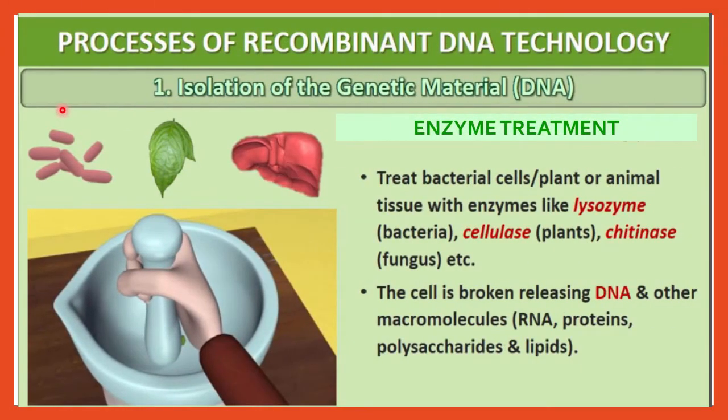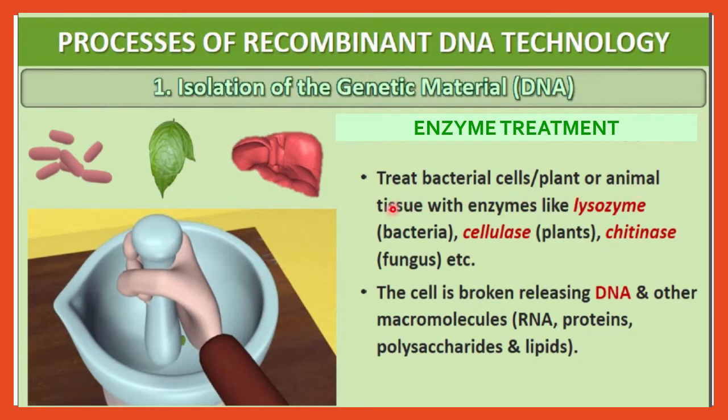So let me discuss first the isolation of the genetic material, that is the DNA. Isolation of a desirable genetic material of interest is a very essential step. We can isolate this DNA from 3 major sources: it may be a bacterial cell, a plant cell, or an animal cell. We are looking for a desired kind of character from the DNA, so such DNA will be obtained from a bacterial cell, a plant cell, or an animal cell. These 3 are the main sources.